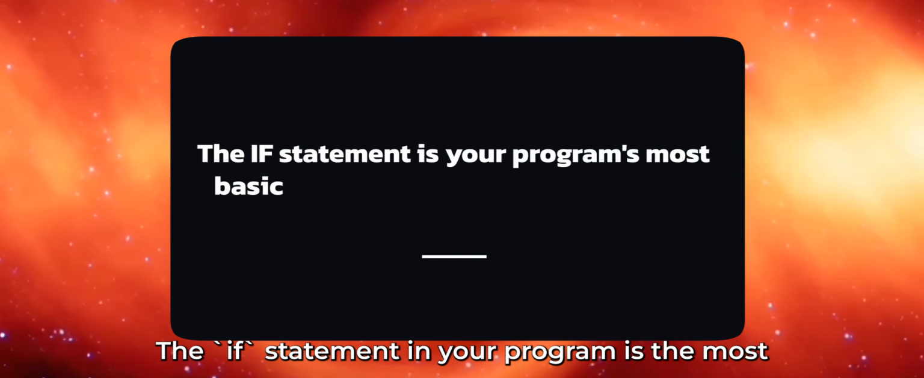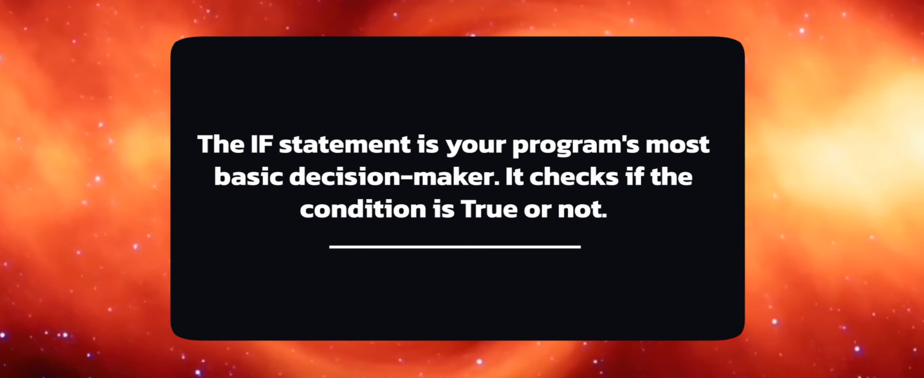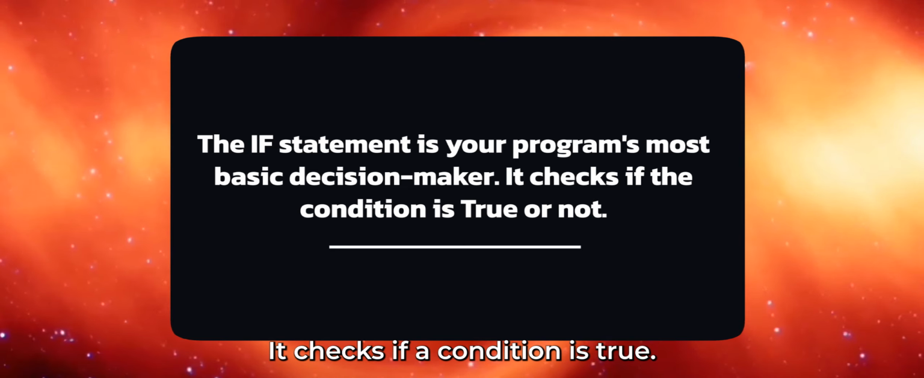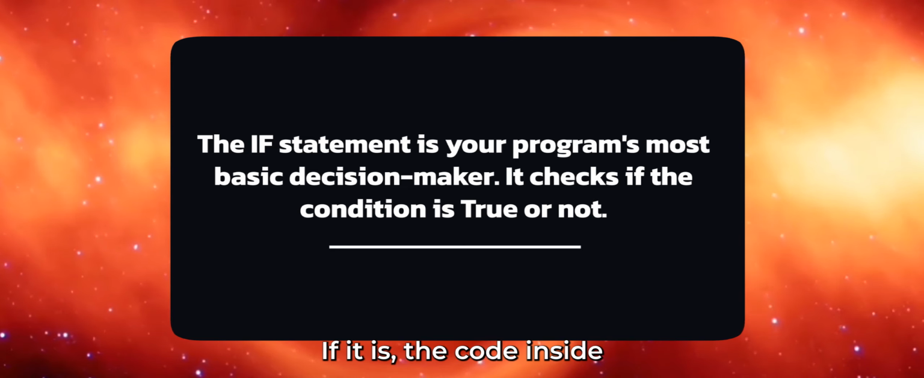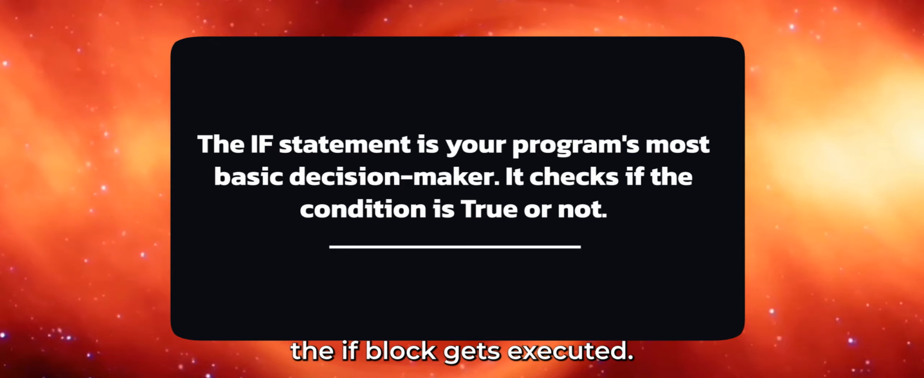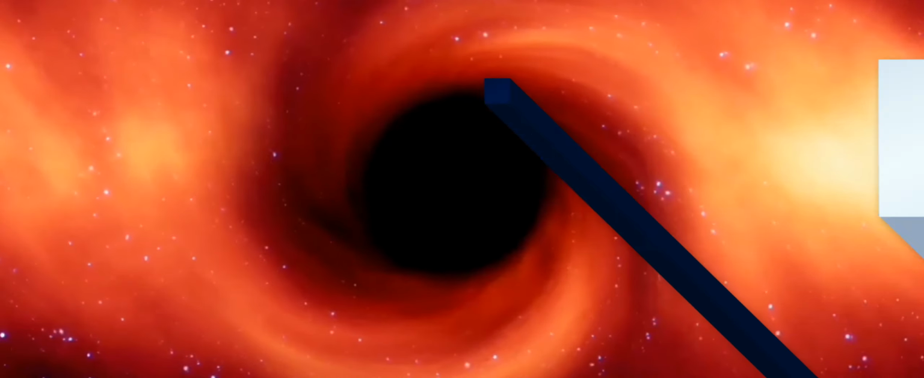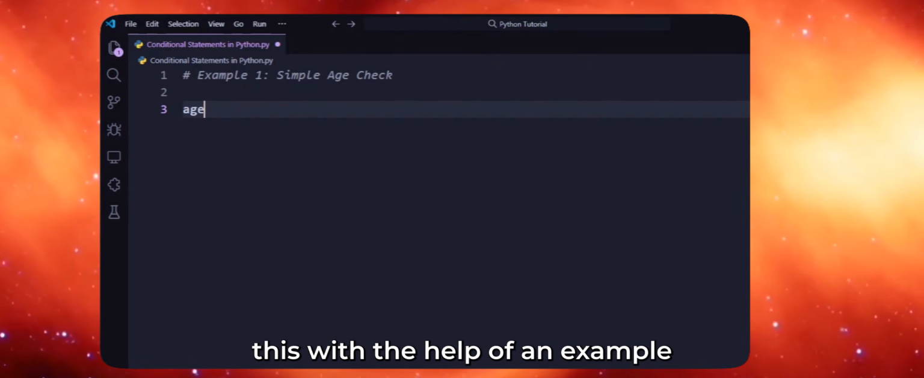The if statement in your program is the most basic decision maker. It checks if a condition is true. If it is, the code inside the if block gets executed. If it is false, that code is skipped entirely. Let's understand this with the help of an example.